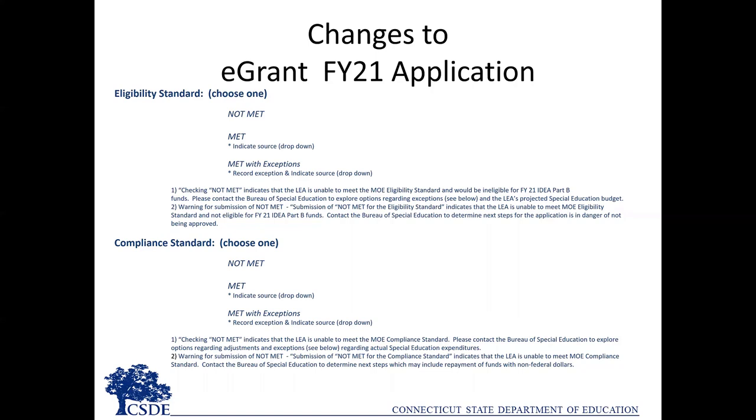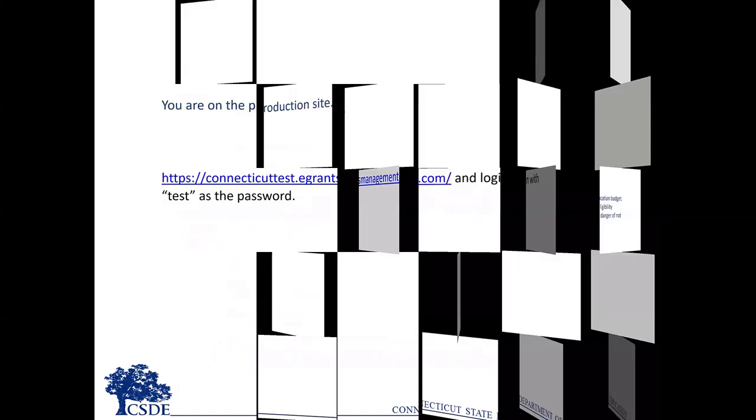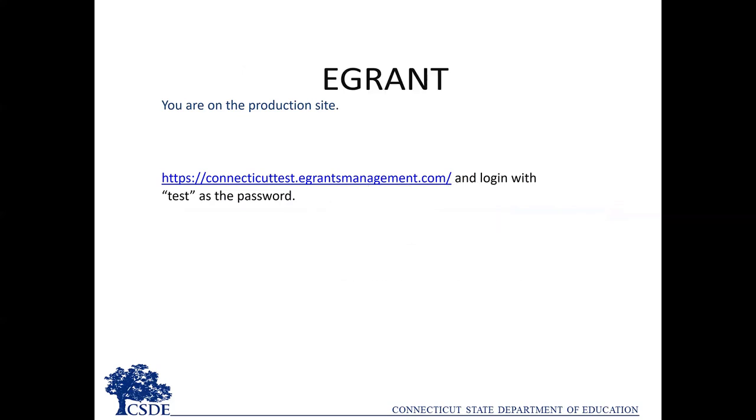Similarly, if you did not meet for compliance, you're saying that you weren't able to meet compliance, and what that means, you're going to have to repay dollars in non-federal dollars to OSEP. You'd give it to the State Department and we'd forward it along. We'll talk about this in a minute. So let's go into the e-grant real quick and go into some of these pieces that I've been talking about.